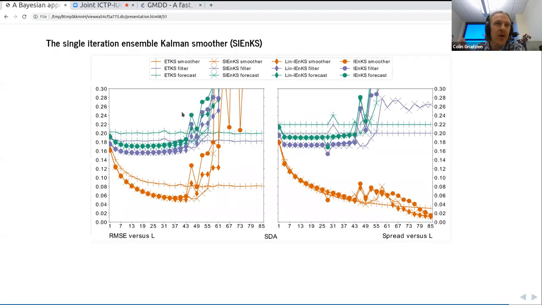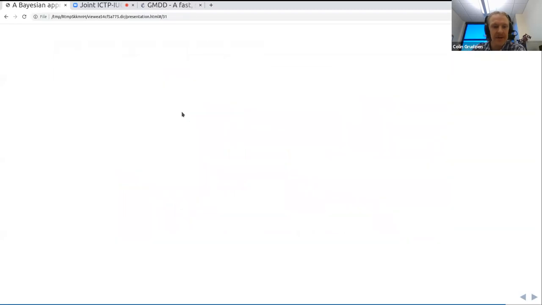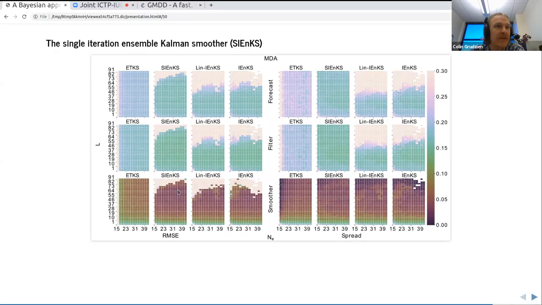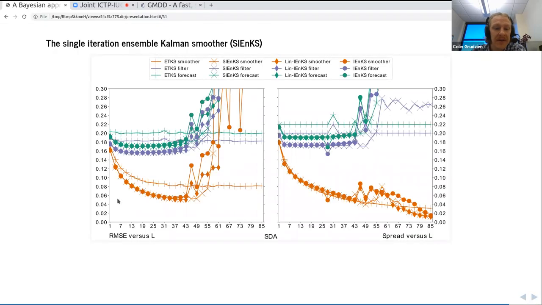So as a cross section of the last plot, we'll just take one of these lines and vary versus lag for a fixed ensemble size. In this case, we have fixed the ensemble size at 21, so that there's an effective ensemble-based gain rank of 20, which is half the dimension of the system. We have, again, the smoother, the filter, and the forecast statistics represented with respect to the classical IEnKS, the SIEnKS, this Lin-IEnKS, and the fully iterative IEnKS.